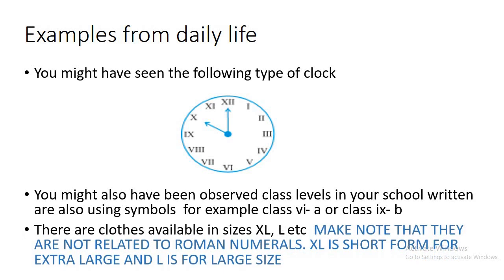And in a market you might have observed that clothes also have sizes which look like Roman numerals, for example XL, L. But make note that they are not related to Roman numerals. XL is just a short form for extra large and L is for large size.